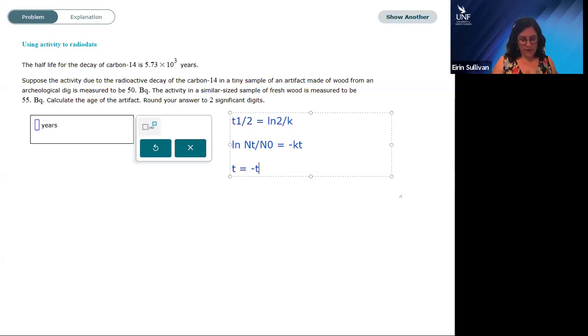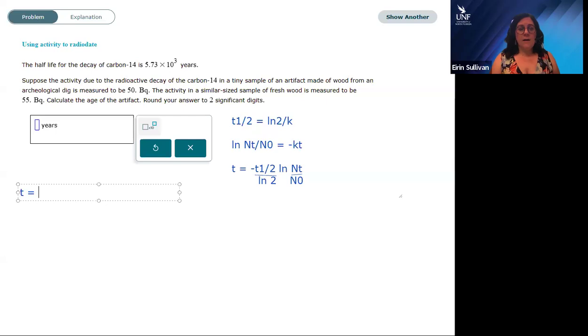t is minus the half-life divided by ln of 2, which is 0.693 if you're trying to save time, times the natural log of the ratio between the activity at time t and the activity at time 0. Okay, so we can use that for any kind of radiodating problem. That's super helpful to just stuff those two equations together and put it in terms of t, because we're always going to want to solve for t because we want to know how old something is.